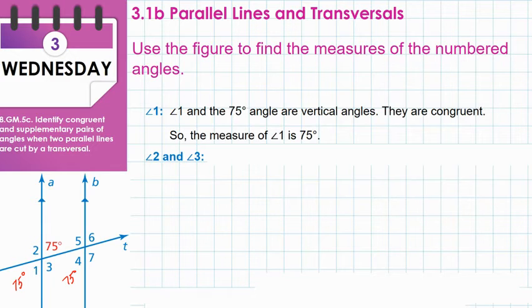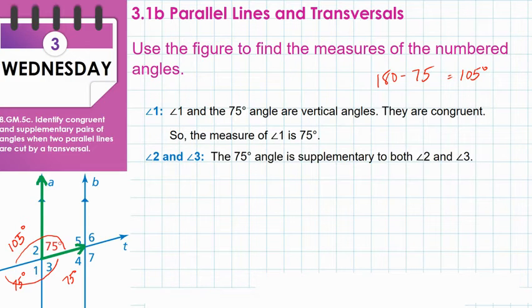In order to find angles 2 and 3, if we look at these two relationships, they're both straight angles. And in order to find straight angles, we look at 180 minus 75, which should equal 105 degrees. So angle 2 should be 105. And if angle 2 is 105 and 2 and 3 are vertical, angle 3 should also be 105.